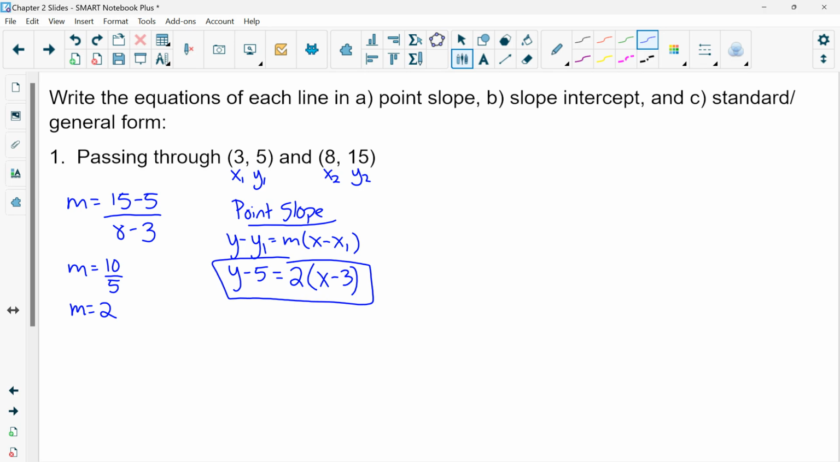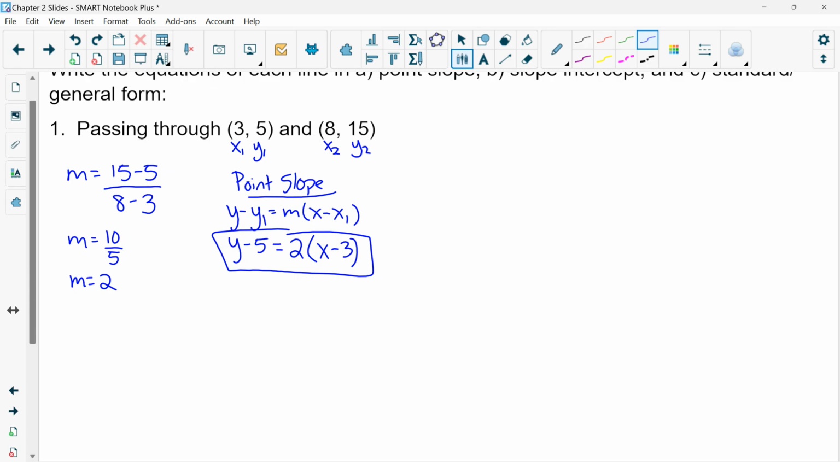And remember, when it says leave in point slope form, we just leave it in that form. We're not getting anything by itself. Your other one, if I chose to use the (8, 15), I could also have y minus 15 equals 2 times x minus 8. That is another option that you could have had.